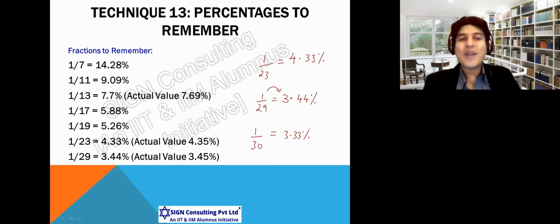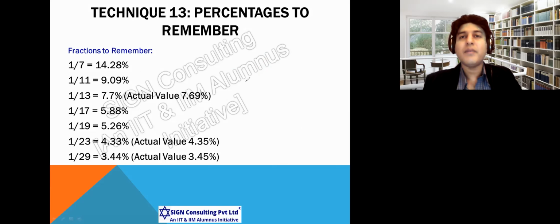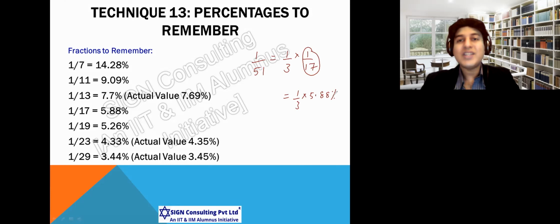Once you master and remember all these values, it becomes easy, because even if you take 1 by 51, it is 1 by 3 into 1 by 17. You know the value of 1 by 17 is 5.88 percentage. You can do the calculation and straight away get the answer. So this technique teaches you how you can remember the percentages of some of the prime numbers, which you cannot split.